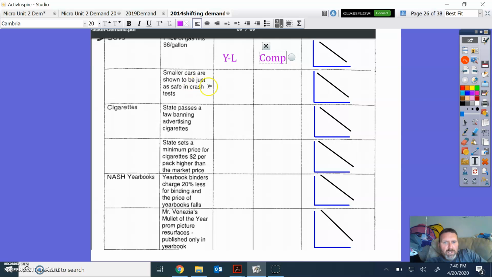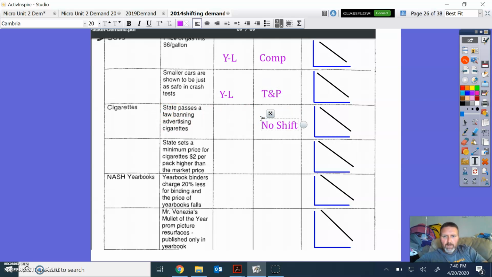Smaller cars shown to be just as safe in crash tests. Okay, yes, left. Taste and preferences. If the small cars protect me like the big cars do, then I'll buy a big car. Not a big deal. State passes a law. Okay, there it is right there, right?